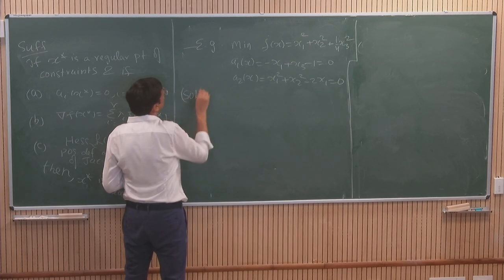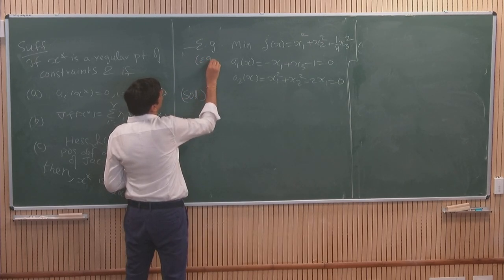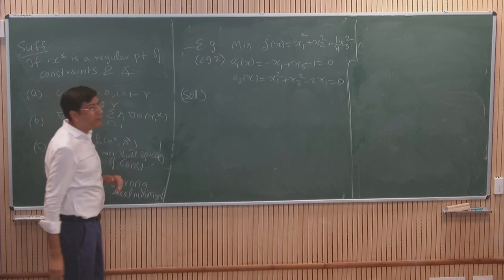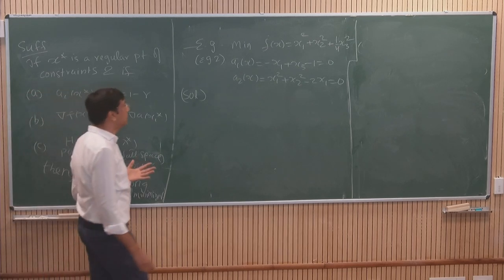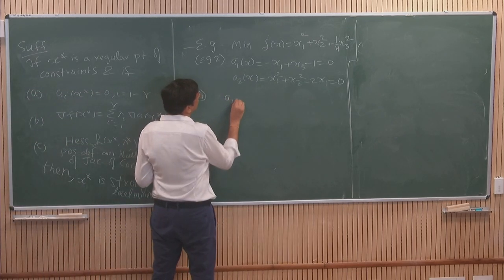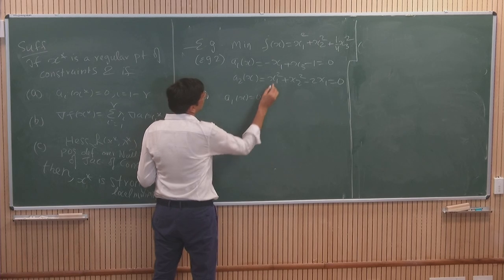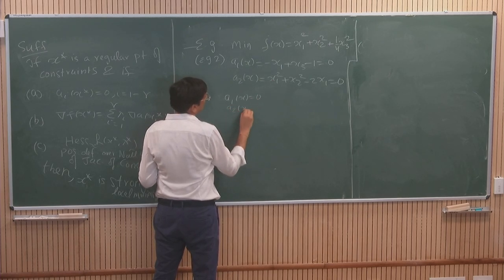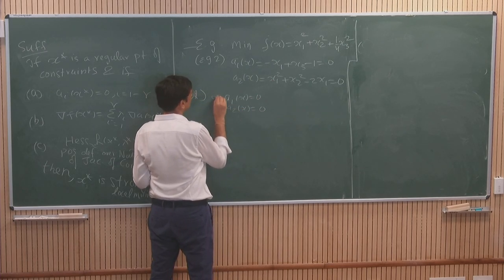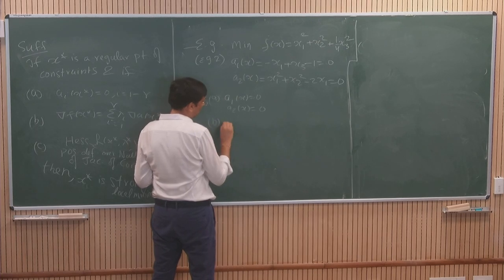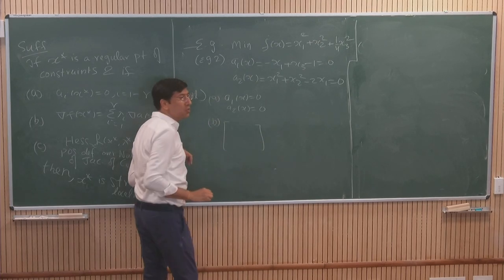In example 2, we applied the first order necessary condition. The first order necessary condition said a1 of x was equal to 0, which is this guy, and a2 of x was equal to 0. This was the A condition. The B condition was that the gradient of the function was a linear combination of gradient of constraints.